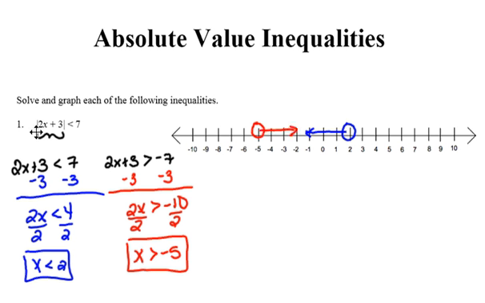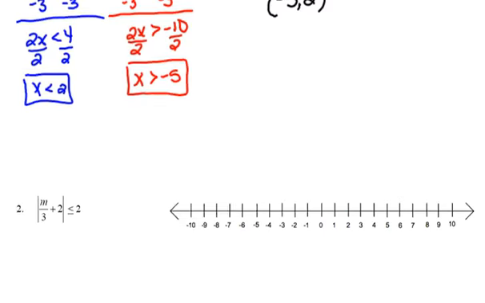Notice my shading is going to collide. So my answer is all of the numbers in between negative 5 and 2, but not including those numbers. So if I use interval notation, it will look like an open parenthesis, negative 5, comma, 2, close parenthesis. This shows my solution exists between those two numbers, but it cannot be those two numbers. Let's look at the next example and do that one together as well.